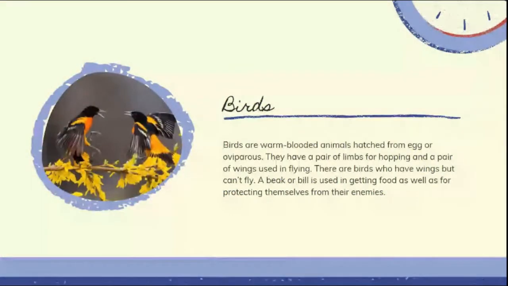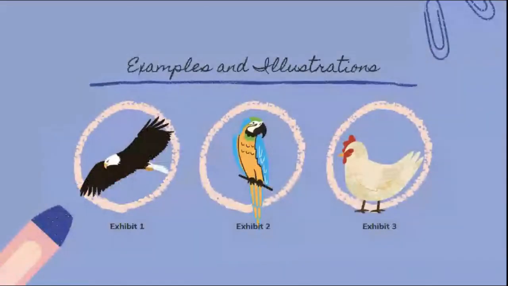Next group are the birds. So birds are vertebrate animals that have feathers, wings, and beaks. Like all vertebrates, they have a bony skeleton, and like mammals, birds are warm-blooded, which means that they make their own body heat and can stay warm even when the sun is not out. So they have a pair of limbs for hopping and a pair of wings used in flying. There are birds who have wings but can't fly. A beak or bill is used in getting food as well as for protecting themselves from their enemies. So these are some examples, which include the eagle, of course, the parrot, and the chicken.